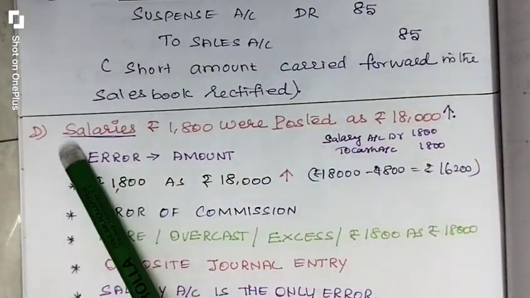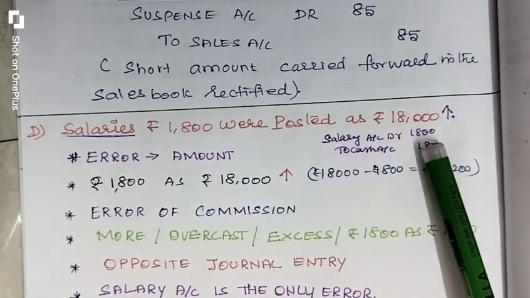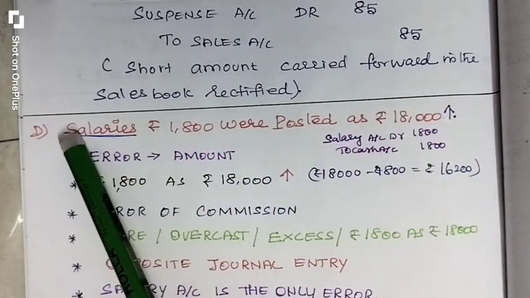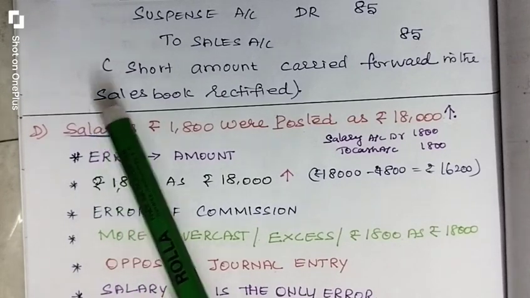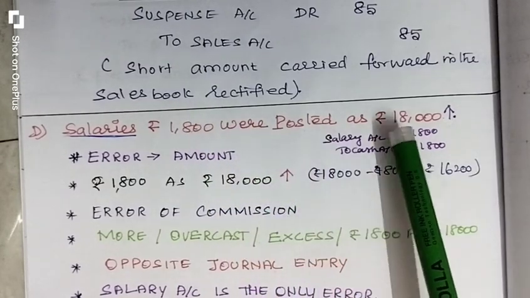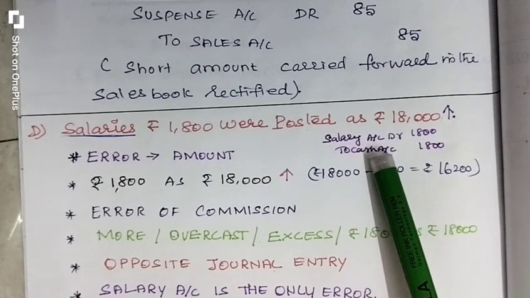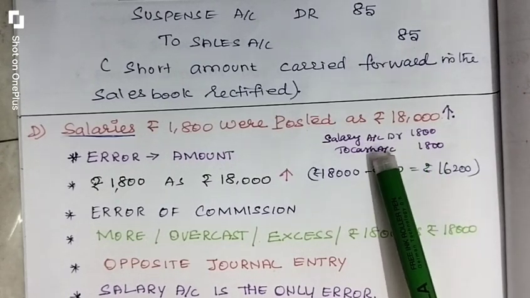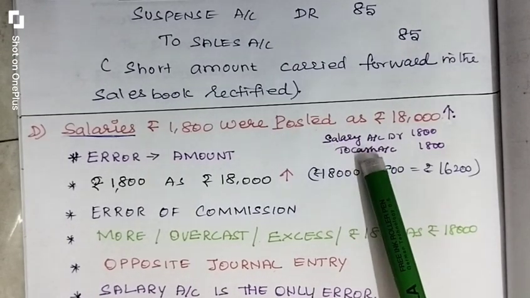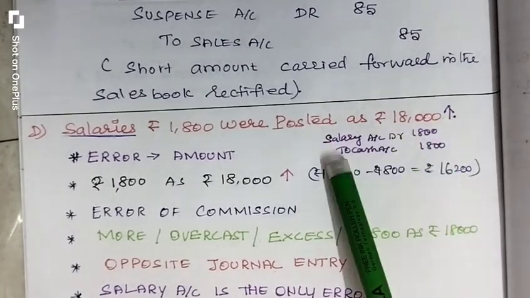The next transaction is salaries rupees 1,800 were posted as rupees 18,000. This is overcast. Listen, when you paid salary to your worker, 1,800 rupees, what is the journal entry? Salary account debtor 1,800 rupees to cash account. When you paid salary, your cash account decreases, right? 1,800 rupees decreases from your cash. So whenever cash account decreases, you credit the cash account. So salary account debtor to cash account.